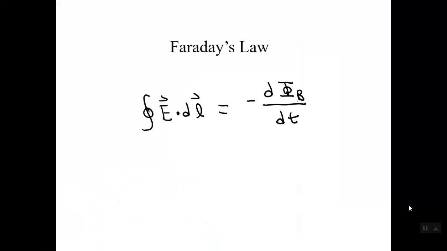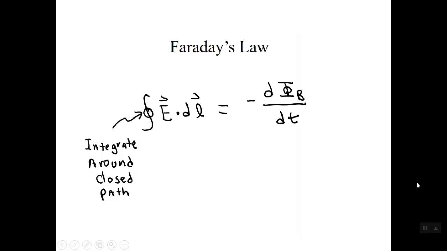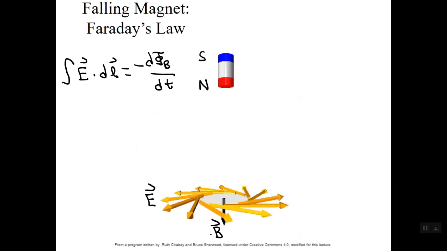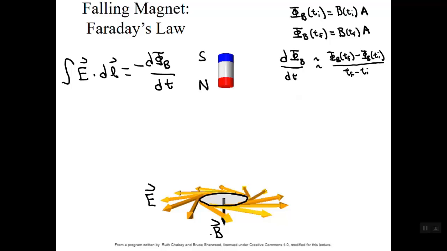These curly electric fields are described by Faraday's law, which says that the integral of the scalar product of vector E with tiny displacements, vector delta L, around the closed path bounding the shaded area is equal to minus the derivative of the magnetic flux on this bounded area with respect to time. Let's walk through to see how this applies in our falling magnet case. We see the E field curling around this closed path. We discussed how to compute the derivative of the magnetic flux with respect to time.